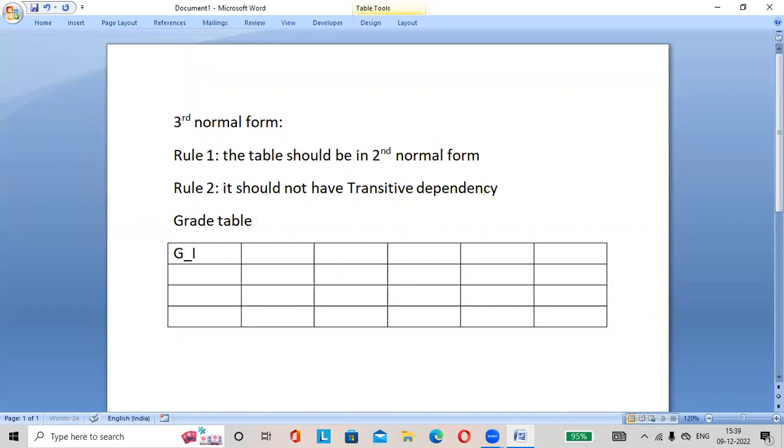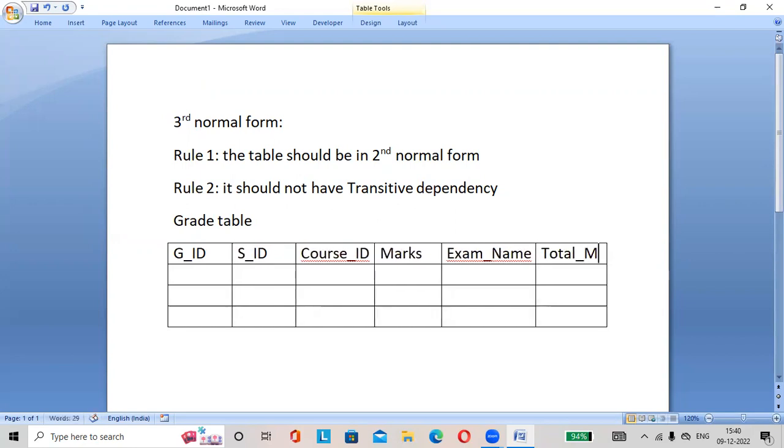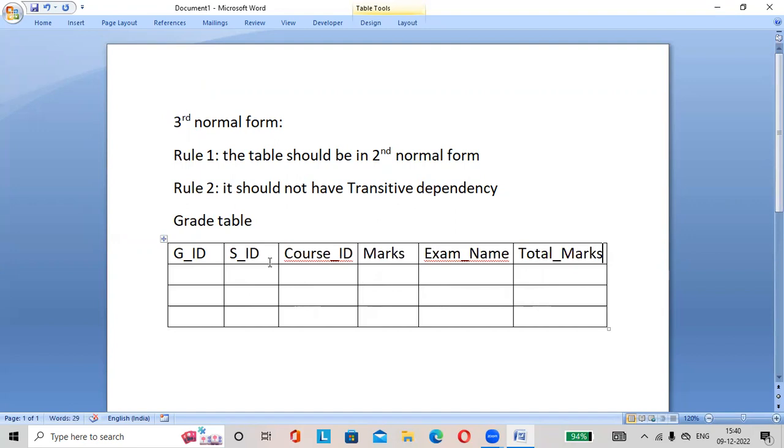Grade ID, student ID, course ID, then marks. Two more columns we will add: exam name and total marks. Okay, grade ID, student ID, course ID, marks, exam name, total marks. What are these?